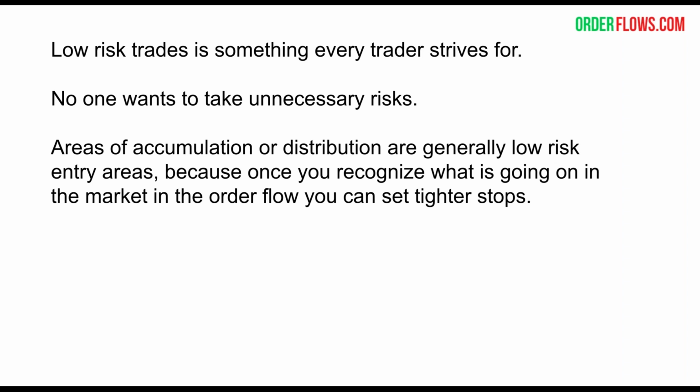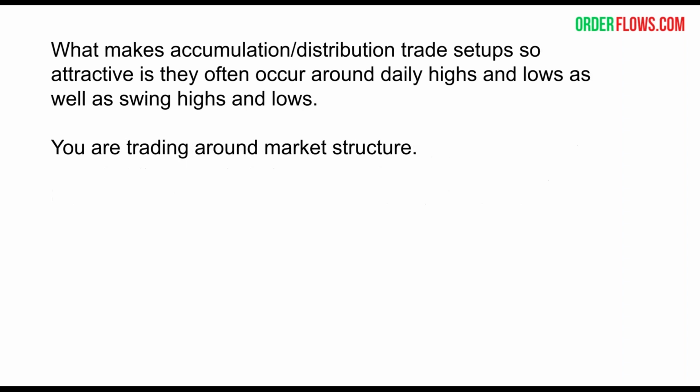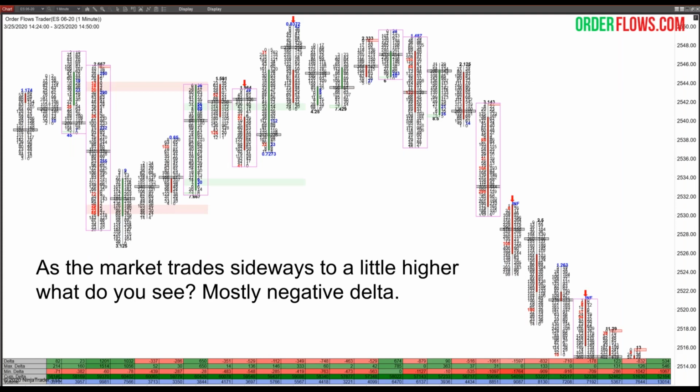And areas of accumulation or distribution are generally low risk entry areas, because once you recognize what's going on in the market in the order flow, you can set tighter stops. You have areas you can hide behind. What makes accumulation and distribution trade setups so attractive is they often occur around daily highs and lows, as well as swing highs and lows. So you are trading around market structure. Everyone says, well, I looked at market structure and I took my trade. Well, most people don't understand market structure, because I see them go out and do the opposite of what they should be doing.